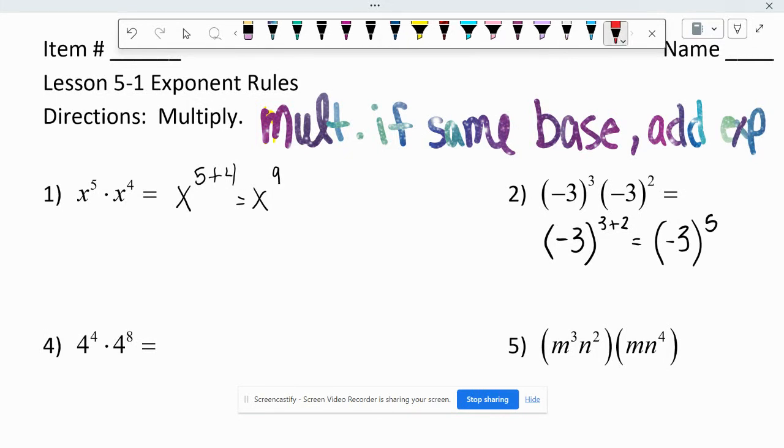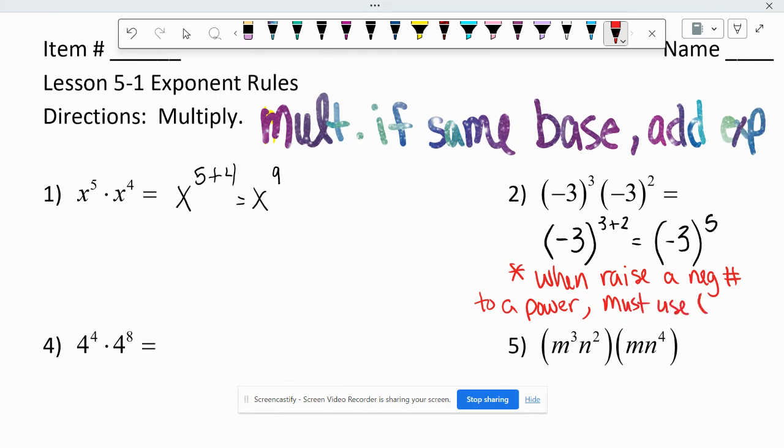I want to write a special note. When you raise a negative number to a power, meaning you put an exponent on the outside of it, you must use parentheses. Because if you don't, you're just taking the number to the power and the negative kind of travels along for the ride. Have to use parentheses when you're taking a negative number and raising it to a power. That is a very, very, very important rule.